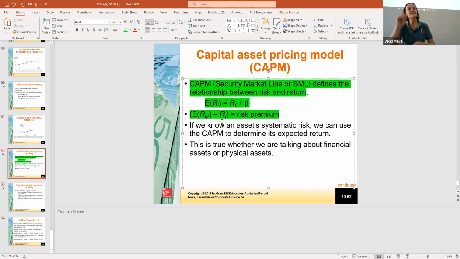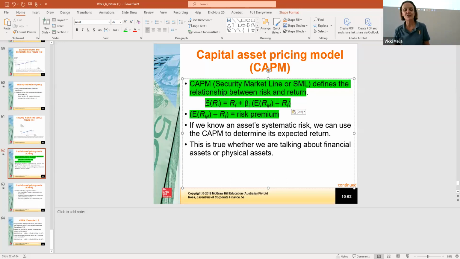And we know as beta goes up, so does that risk premium. Higher beta means higher systematic risk, means we want a higher return from the asset. So this is what we call the CAPM, or capital asset pricing model. We use it to calculate the expected return from an asset.